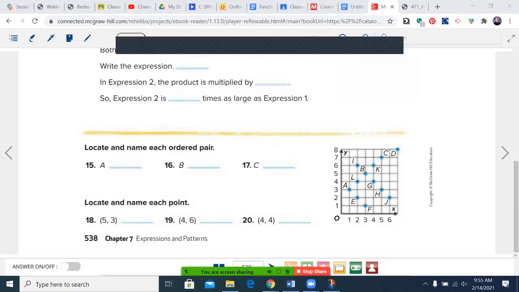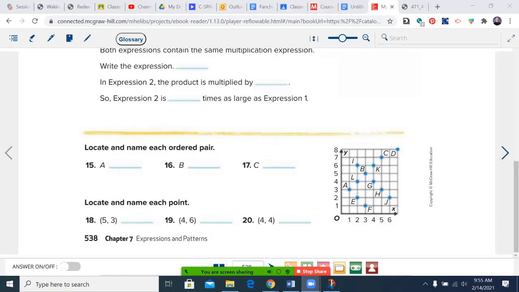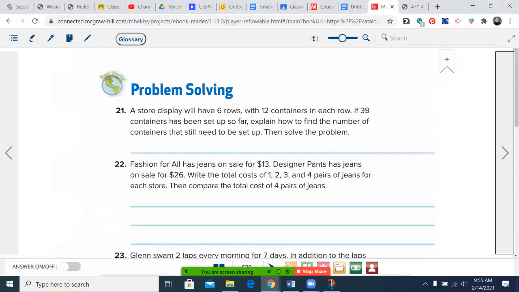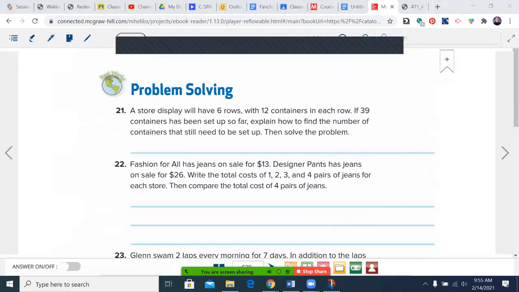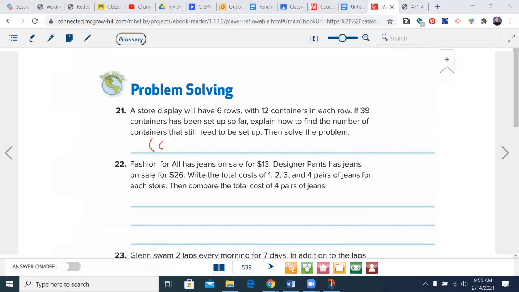All right, let's go ahead and clear the drawings. A store display will have 6 rows with 12 containers in each row. If 39 containers have been set up so far, explain how to find the number of containers that still need to be set up and then solve the problem. So I want to go 6 times 12 minus 39. 6 times 12 is 72, minus 39 equals 33. And I would accept that as solving the problem.